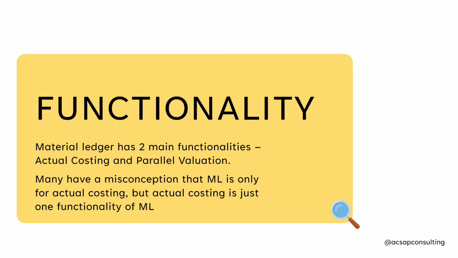So now that we said material ledger is a type of subledger and it supports actual costing and parallel valuation, or in short, it is recording the inventory transactions, where exactly in the FICO module is this material ledger sitting?